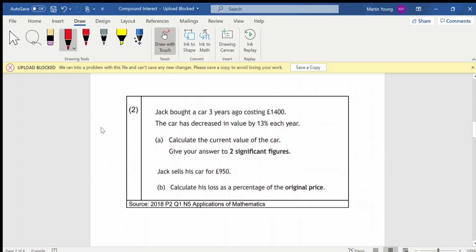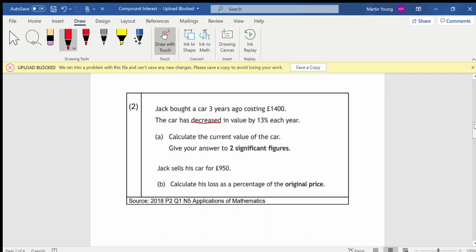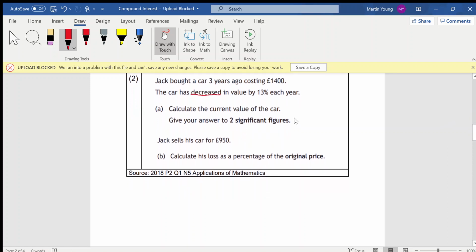Jack bought a car 3 years ago costing £14,000. The car has decreased in value by 13% each year. Calculate the current value of the car. Give your answer to 2 significant figures. So a lot of the time these ones expect you to do rounding. This one is also calculator, paper 2.